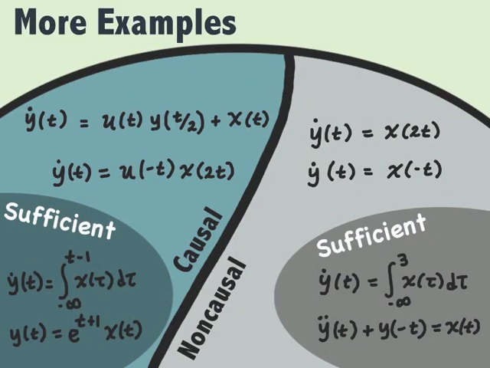So within our Venn diagram, we've seen examples of systems which satisfy the sufficient conditions for causality and examples of systems which satisfy the sufficient conditions for non-causality. And as I mentioned before, there will be systems which don't satisfy either sufficient condition. Some of these will be causal, and some of these will be non-causal. We have to carefully think through these cases where neither set of sufficient conditions apply.